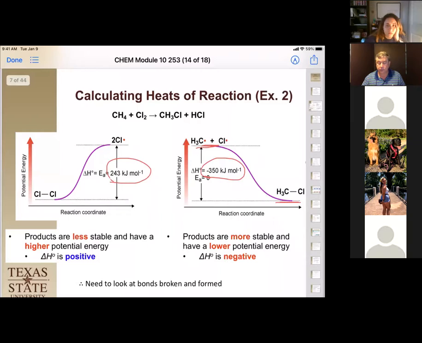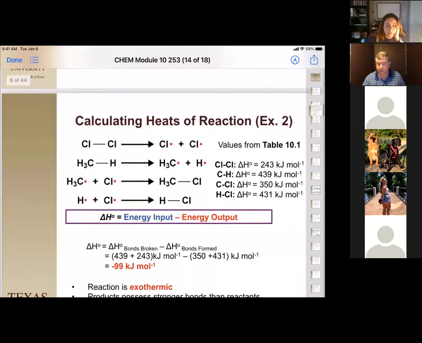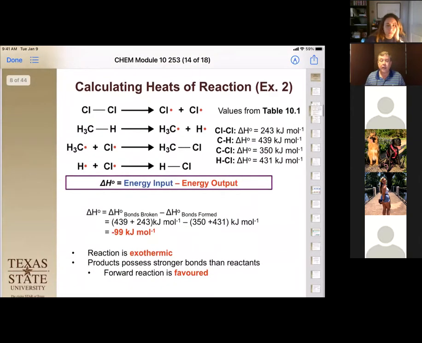Okay. So we can do that as a list of calculations here too. The breaking of the chlorine-chlorine bond is going to be positive because we had to add energy to break that bond. The breaking of that carbon-hydrogen bond is going to be positive because we had to break that bond. The making of the carbon-chlorine bond is going to be negative because it's releasing energy. And the making of the hydrogen-chlorine bond is going to be negative because it's releasing energy.